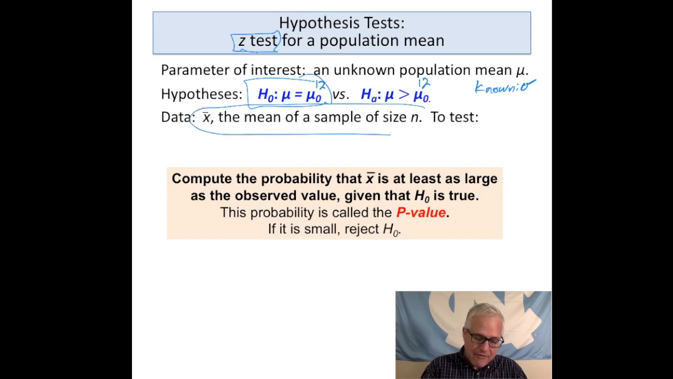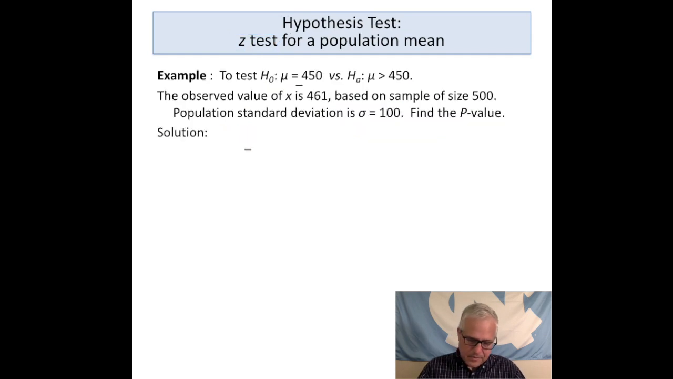The data that we have is x bar, the mean for a sample of size n. All right, for example, I want to test the null hypothesis that mu equals 450, okay, versus the alternative hypothesis that mu is greater than 450.